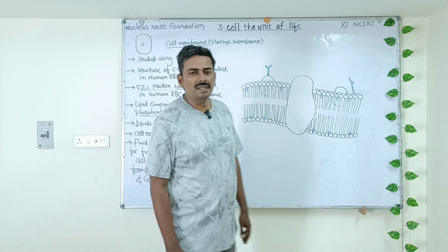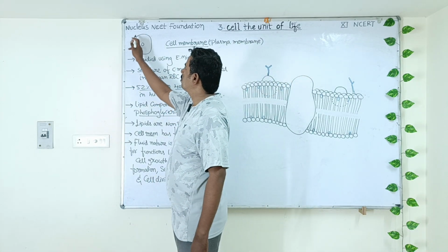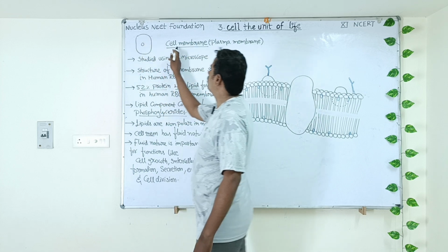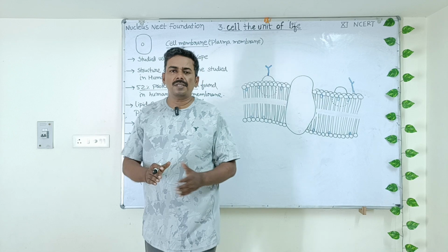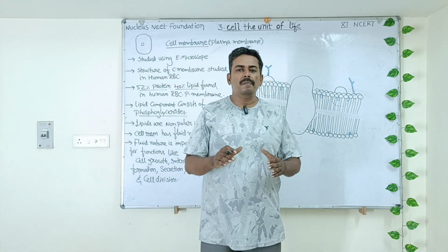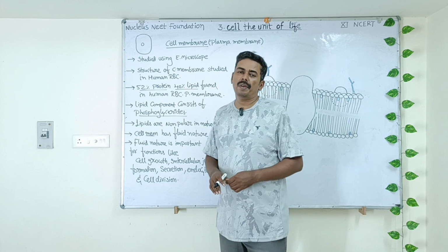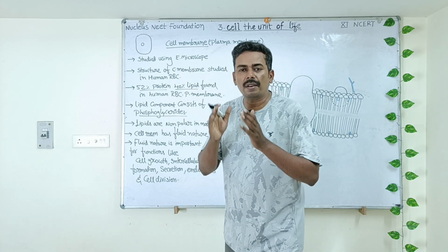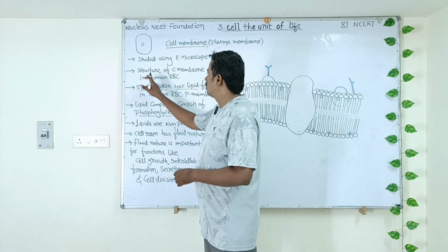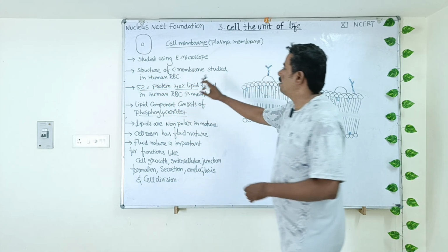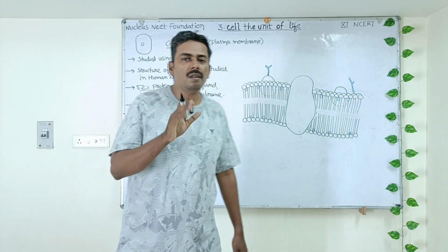Students, now we will discuss the structure of cell membrane. What is the cell membrane? The outer delimiting membrane which surrounds the cell is called the cell membrane. It is also called the plasma membrane. After the invention of the electron microscope, it became easy for scientists to study the structure of plasma membrane. They used the human red blood cell to study it. The structure of cell membrane was studied in human RBC by using electron microscope.